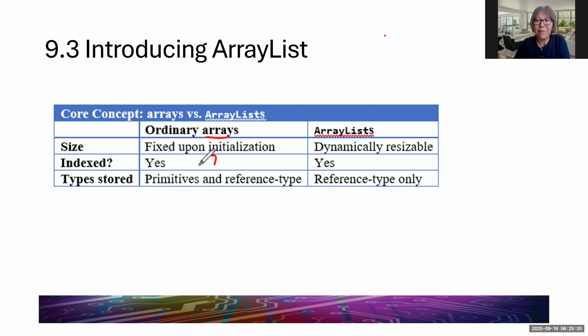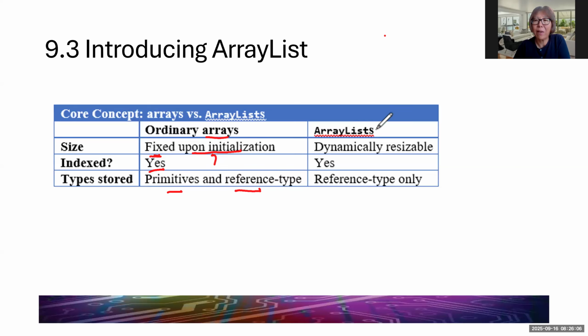An ordinary array, if you recall, we discussed it in the first chapter. The size is fixed upon initialization. The nice thing about an array is it can be indexed, so you can access elements very fast through indexing. It can store both primitive and reference types, and the array itself is a reference type. But the array's element type can be primitive or reference.